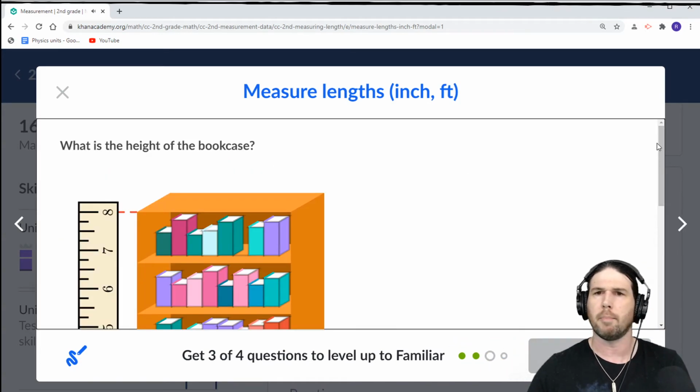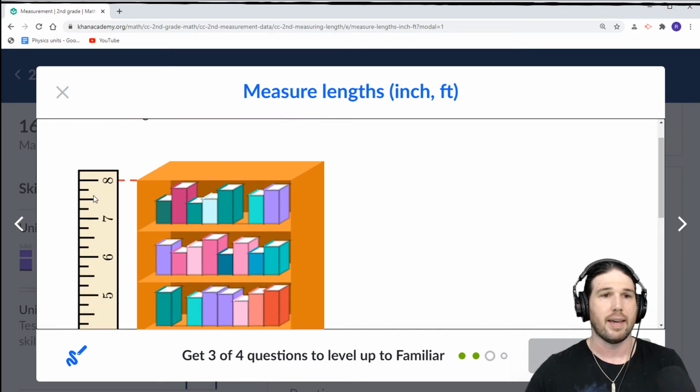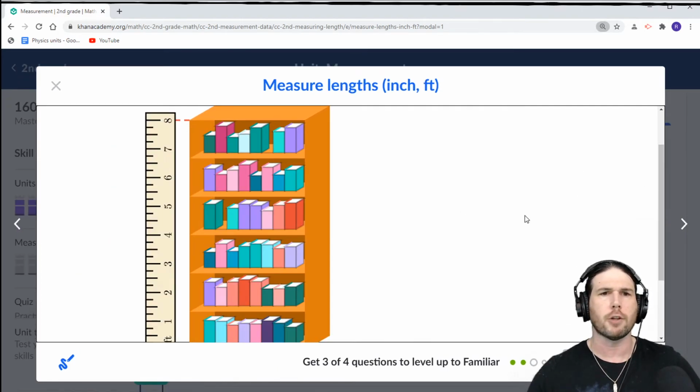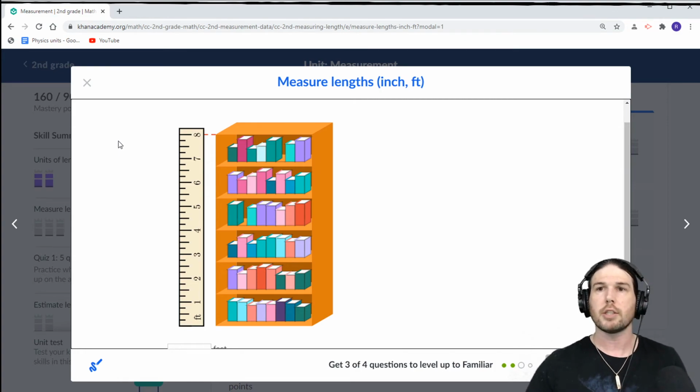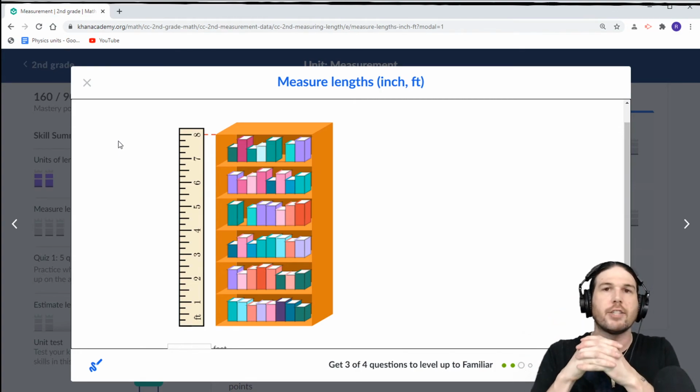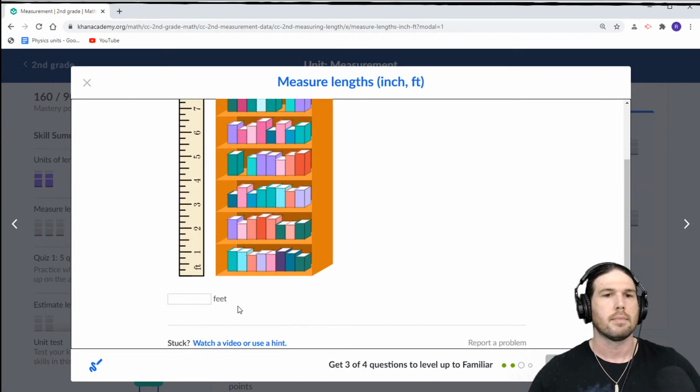What is the height of the bookcase? Well, yeah, that's feet, so that looks like 8 feet. And again, this also reminds me an awful lot of the bar graphs we were doing. I mean, doesn't it? We're looking at the top of the bookshelf, we're lining it up with the 8, just like we did to find out the heights of bar graphs. So again, there's a lot of interwoven ideas here. So make sure to point them out when you see them. That's 8 feet tall.